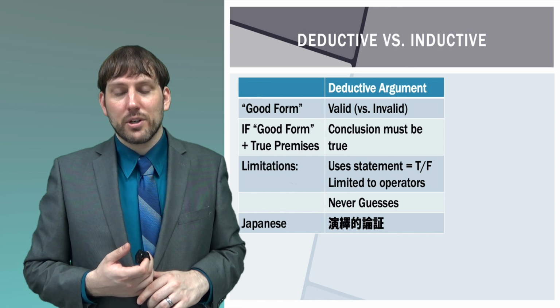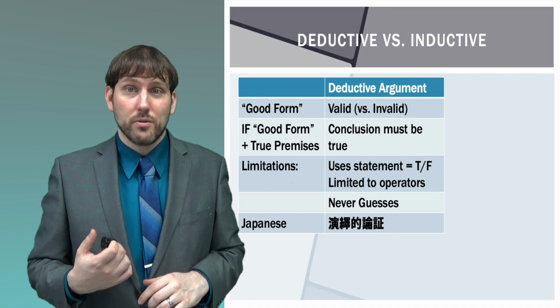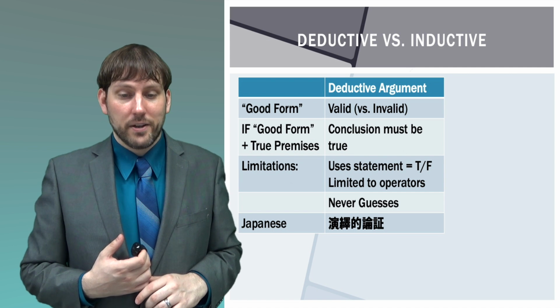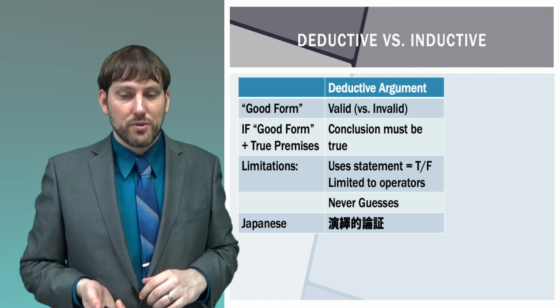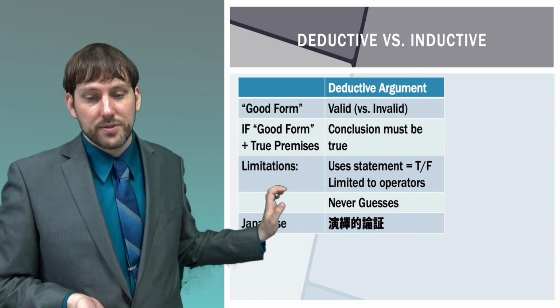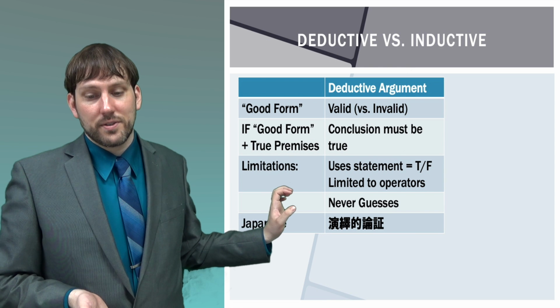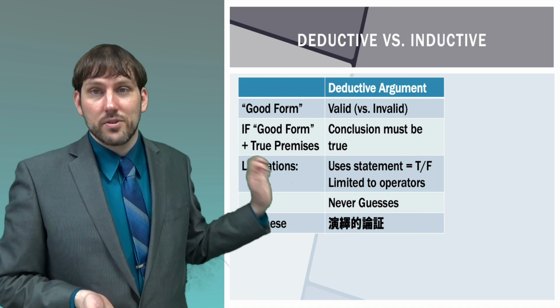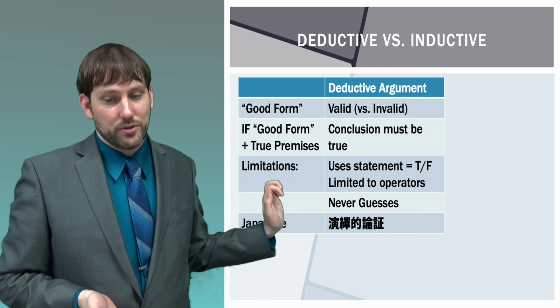In a deductive argument, good form means it's valid, or if it has no good form, it's invalid. If it has good form plus true premises, the conclusion must be true. It uses a limited number of operators, and it uses the statements, it never guesses. In Japanese, it is an en-ekiteki ronsho.